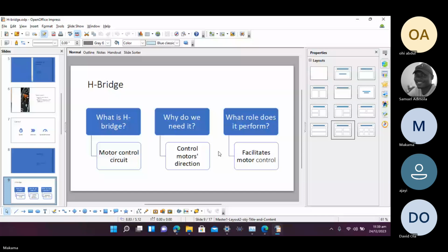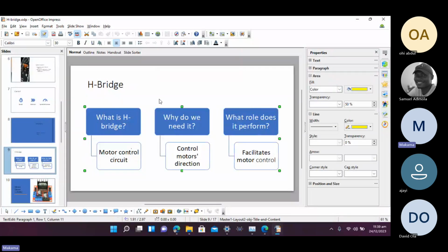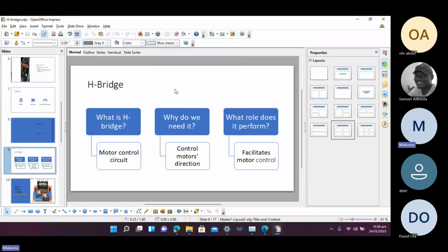So we have the H bridge. What is an H bridge? Let me quickly do this, because we need to do some demo, and it's almost an hour now. H bridge is just a combination of some MOSFETs, some mini circuit, that provides you the control of both your speed and direction of rotation of your motor.